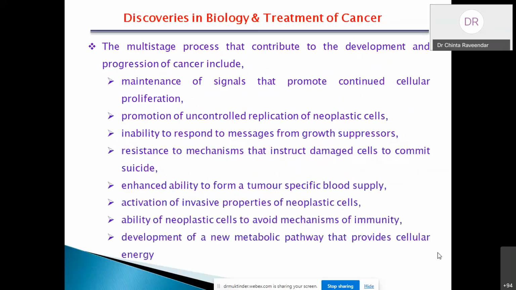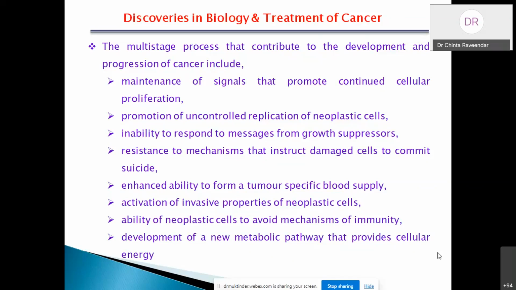Now, when we look at the basic multi-stage process, what does it include? What contributes to the development and progression of cancer includes: maintenance of signals that promote continued cellular proliferation, which is the basic need of cancer; promotion of uncontrolled replication of the neoplastic cells; and inability to respond to the messages from growth suppressors. See, suppressor genes arrest cancer, but when cells do not respond, cancer increases. Resistance to the mechanisms that instruct damaged cells to commit suicide. Everybody knows apoptosis is the natural killing of the cell itself, programmed cell death, which is hampered. Again, there is a problem.